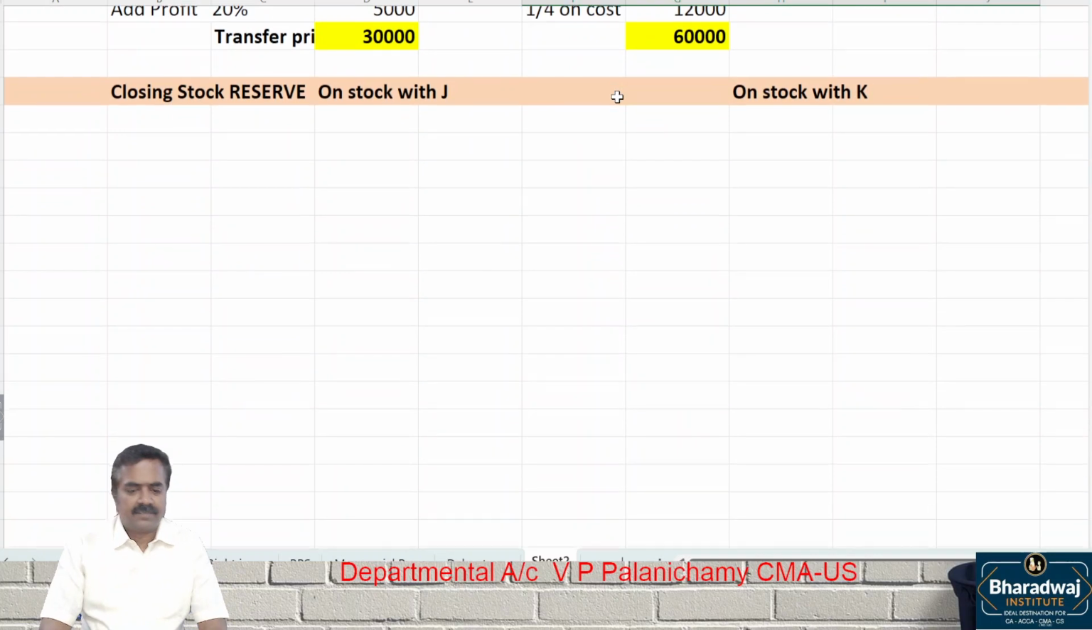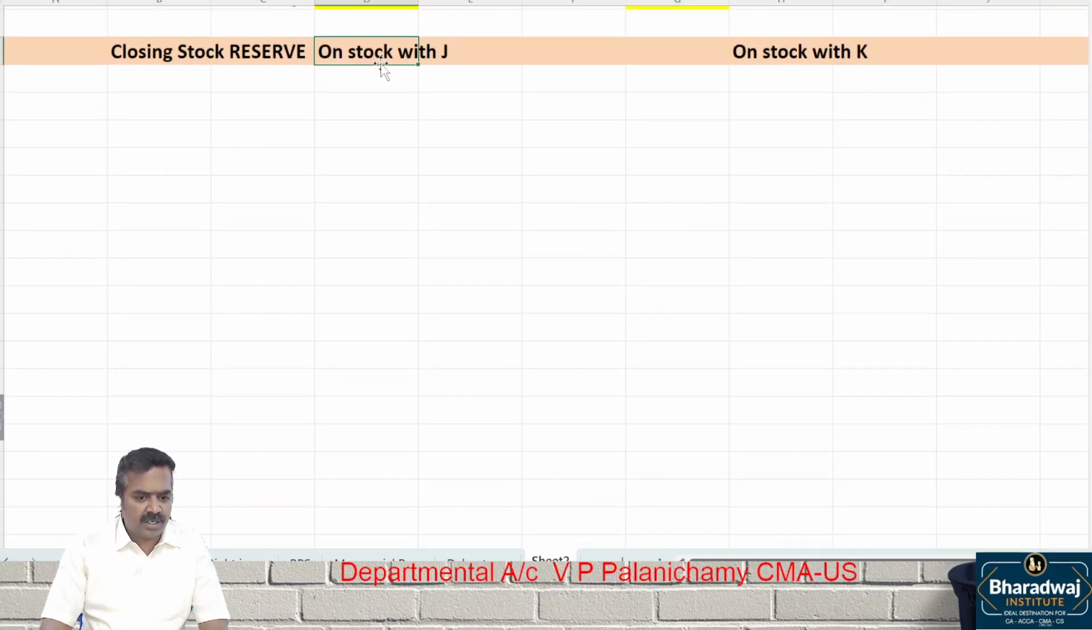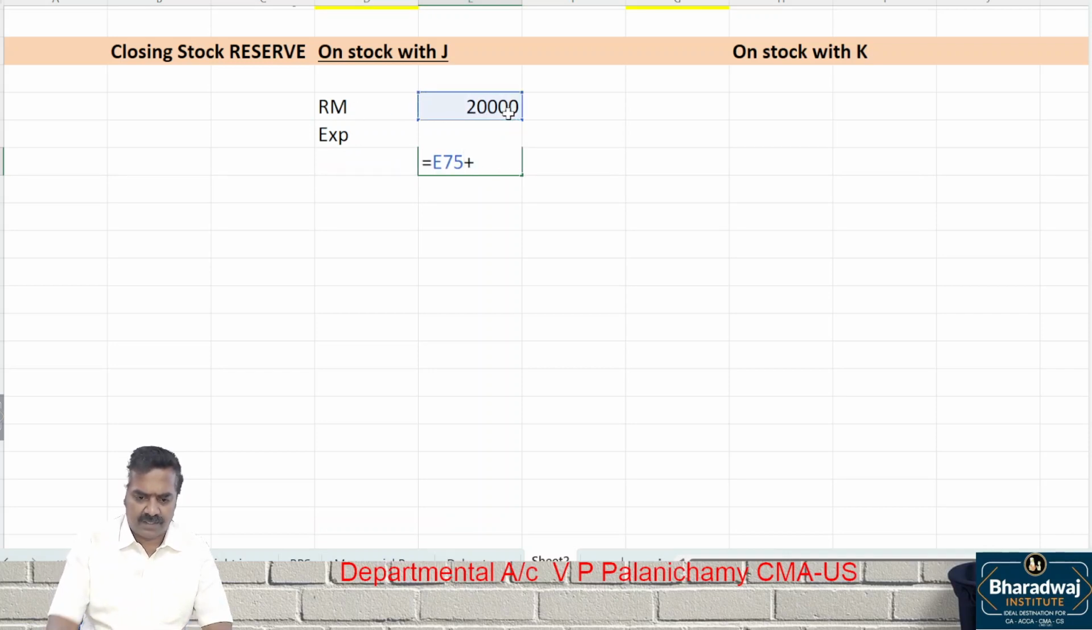Wait. Listen, pay attention. Look at stock with J. What is the raw material expenses of J? 20,000. How much expenses have we spent? 10,000. Okay. 30,000 is the expense. 30,000 is the expense of the department.